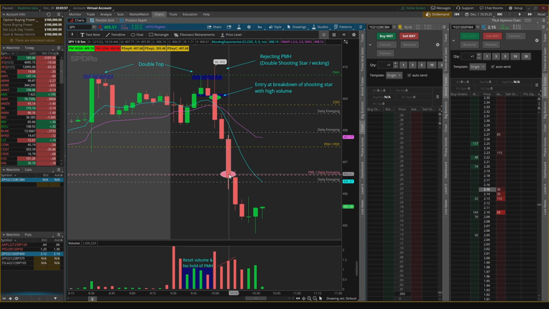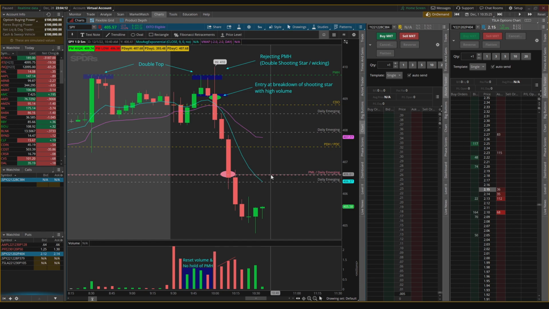You had no retests. You had big, thick red candles. Why would you exit there? So here's what I was thinking. Price action was not telling me to get out, but my gut was telling me to get out.